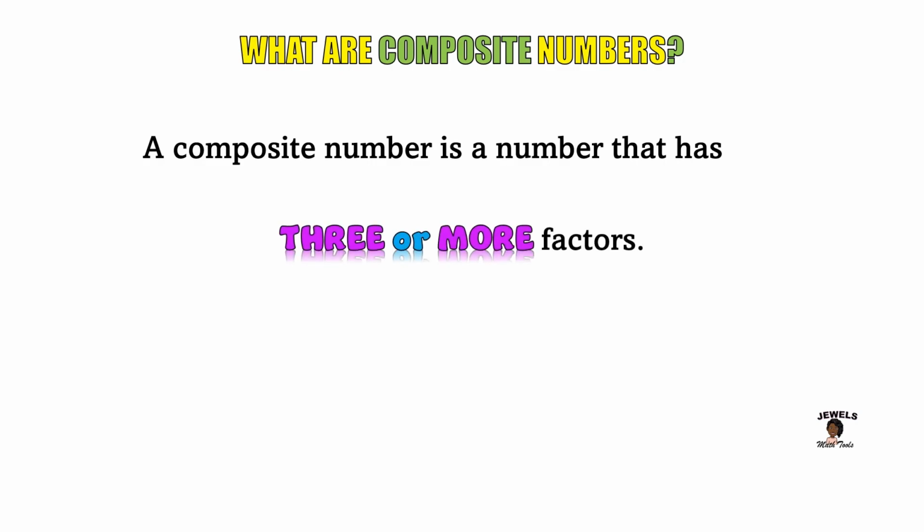So let's review. Remember that a composite number is a number that has 3 or more factors. And some of the examples we looked at were 15, 28, and 39. But remember to try on your own to see if you can identify other numbers from the numbers that you know or that we have listed that are also composite numbers.